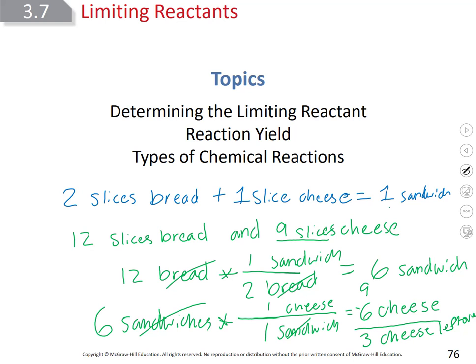Did everybody follow this? If I take the words cheese slices, bread slices, and sandwiches and replace them with chemical names, will you get lost? It's still the same problem, I swear.